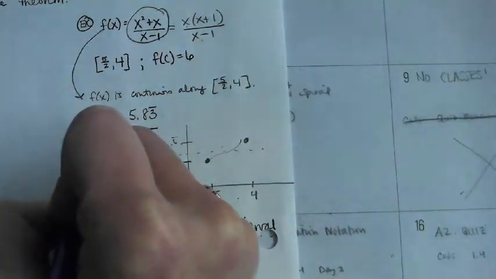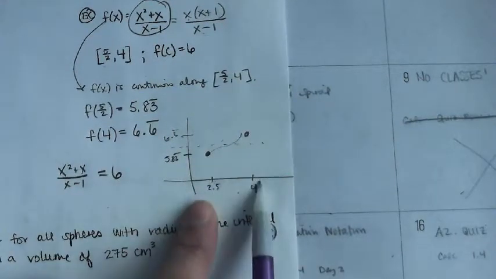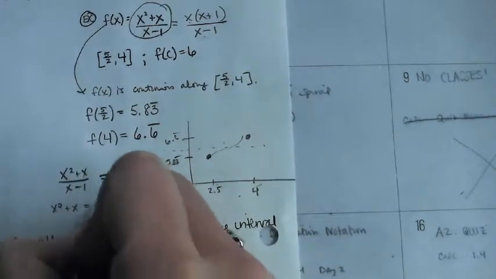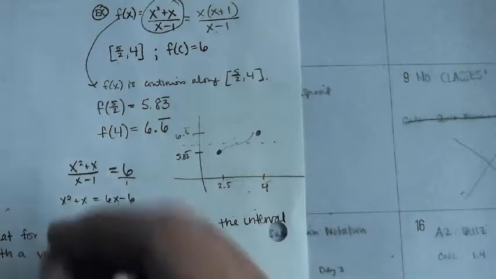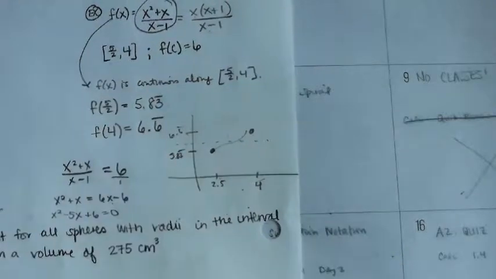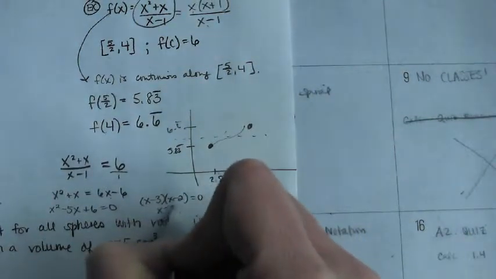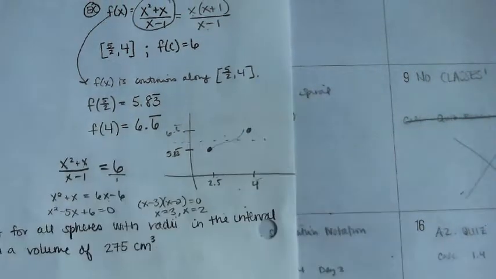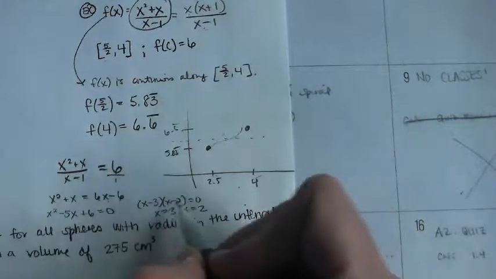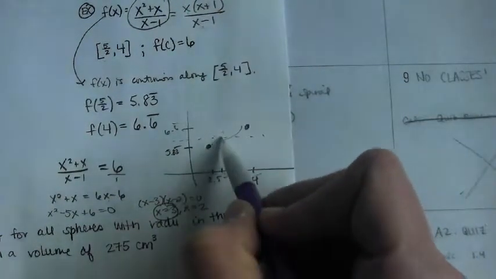So x squared plus x over x minus 1 equals 6, and we're going to find the x value that's between 2.5 and 4. To solve this, we'd have to cross multiply. Got another quadratic on our hands. Subtract your 6x over, add 6 over. Factor, you get x minus 3, x minus 2. So it's at x equals 3 or x equals 2. And which one is it? Based on the interval we're limited to, x equals 3. Got to pick the number that's between 2.5 and 4. So right here at 3, it would cross at 6.